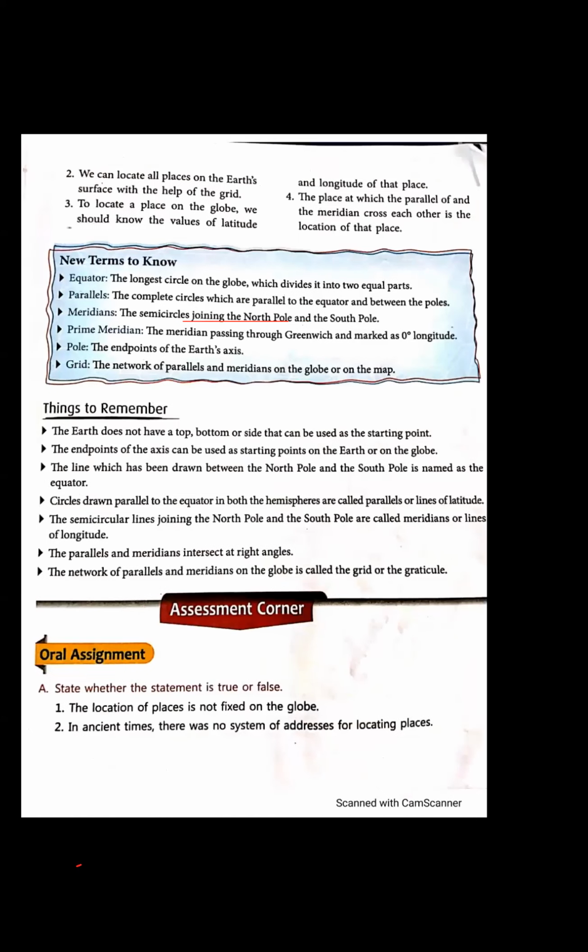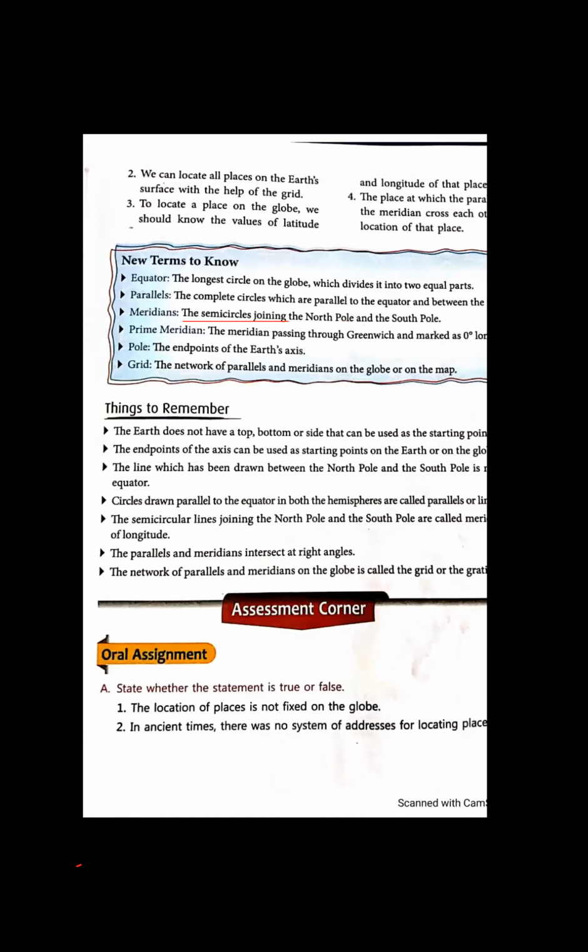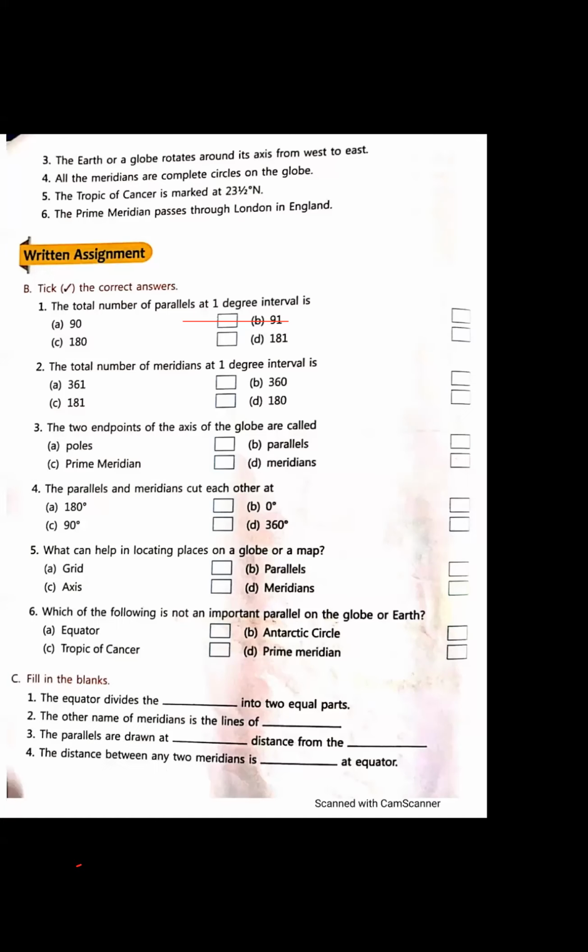Ma'am, what are the third and fourth ones in fill in the blanks? Third, the parallels are drawn at equal distance from the equator or from each other.